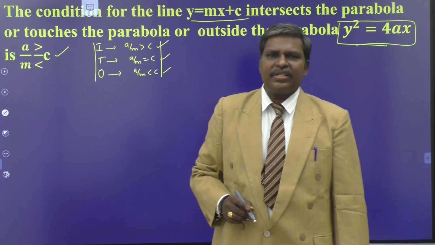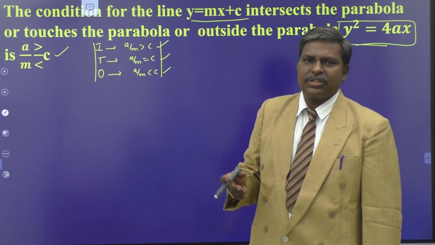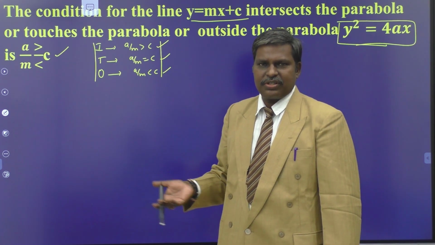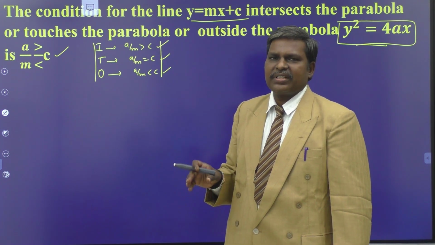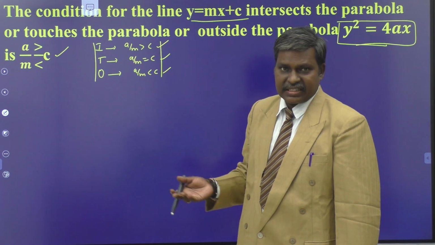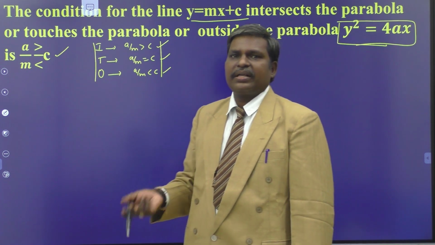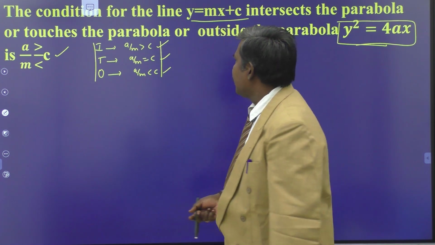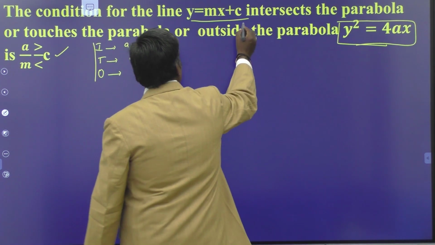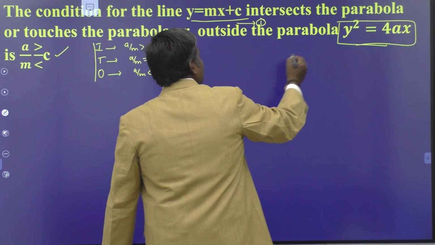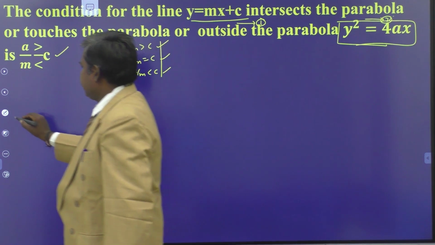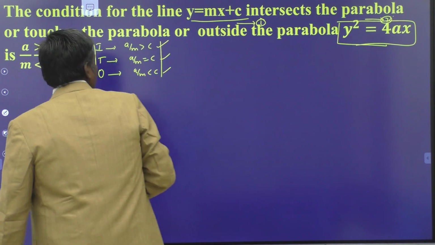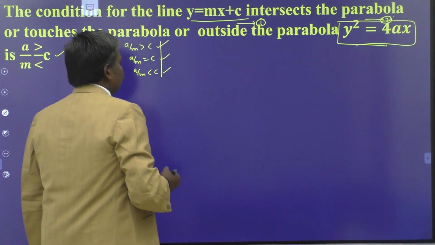Now how to start this one? To get the points of intersection, what do you have to do? Substitute the line equation in the curve equation. Then we get the points of intersection. By the nature of the points of intersection, we conclude whether the line intersects, is outside, or touches the curve. Understand? Suppose this is equation number 1 and this is equation number 2. Now I am going to substitute 1 in 2.